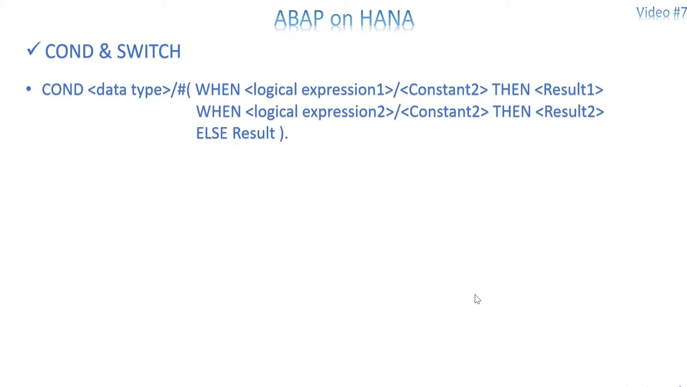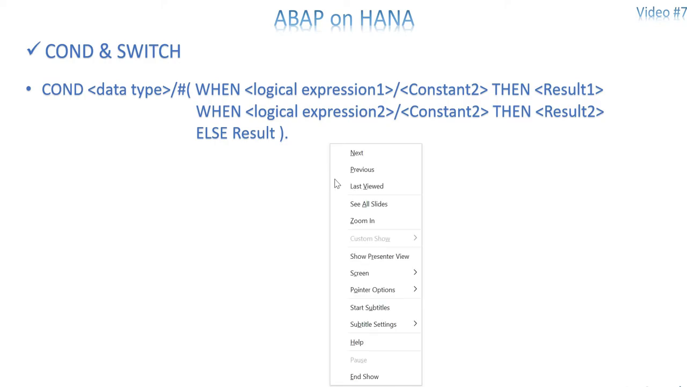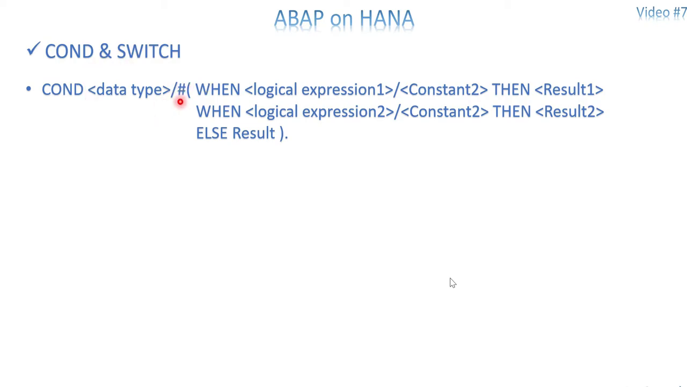I'll start with the COND operator syntax, then we'll go to SWITCH. The very basic syntax of COND is you have to use COND, and then a data type or the hash symbol. We have seen this in the VALUE operator as well. You can use any data type, normally we used a table type there. Here you can use any data type or data element like character, integer, or I want to use MATNR, SPRAS. It depends on your requirement. You can use whatever you want, or you can go with the hash symbol as well.